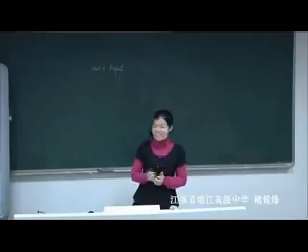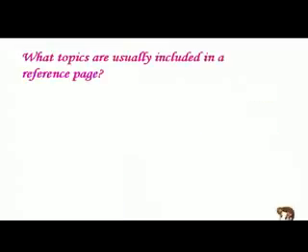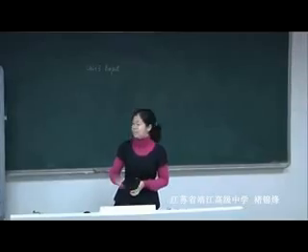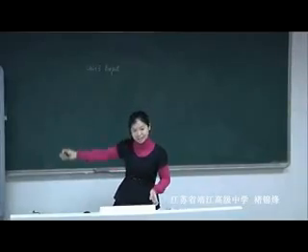And now we can conclude that. What topics are usually included in a reference page? Together, please. Location, food, clothing, housing, living, demands. Yes, good. And next, we will read the remaining 3 tools and find out information on these topics.